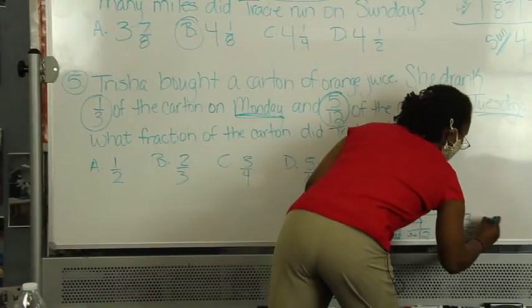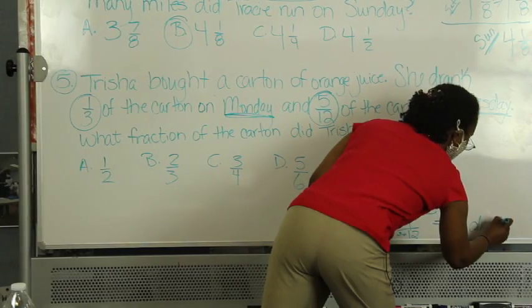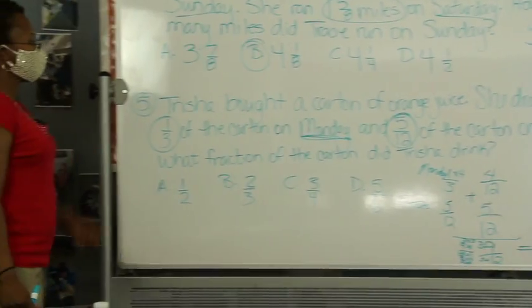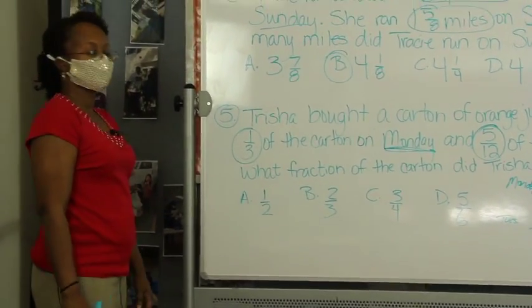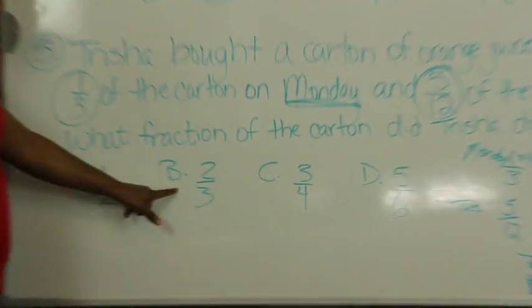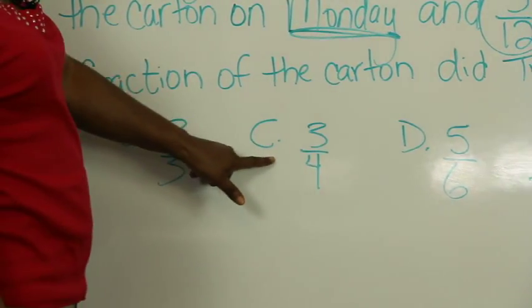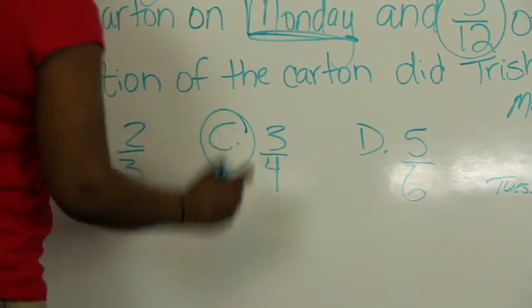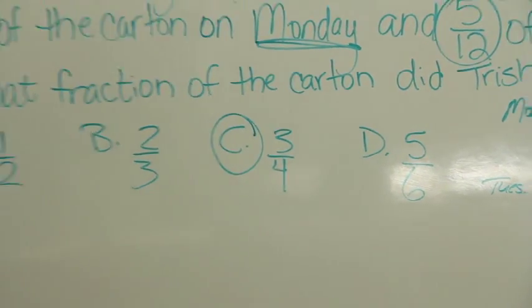So that tells us that she drank 3/4 of her carton of orange juice. So let's see if the answer's up here. We got 1/2, 2/3, there's our answer, 3/4, and there's 5/6. So we're going to go with our answer of 3/4, okay?